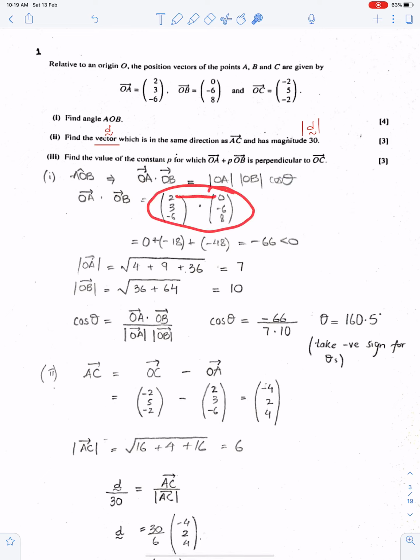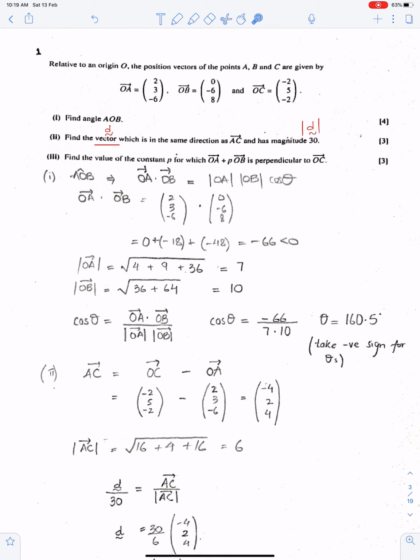We multiply the corresponding components of both the vectors, like x component with x, y with y, and z with z, and we put a plus sign between the products of these components. Since the answer is negative, therefore the angle AOB will be an obtuse angle.